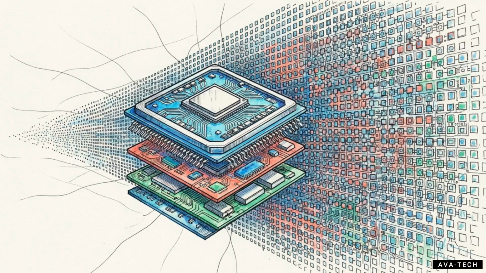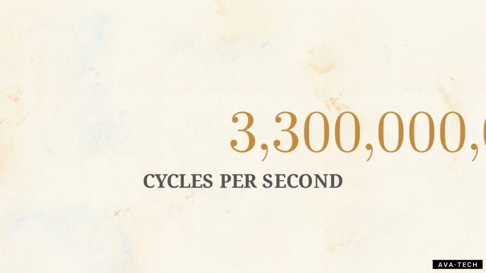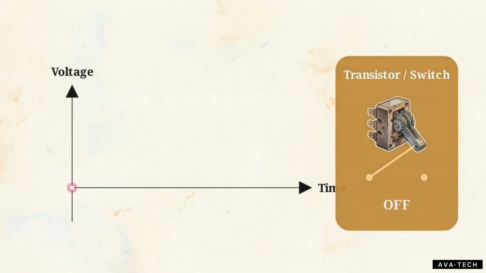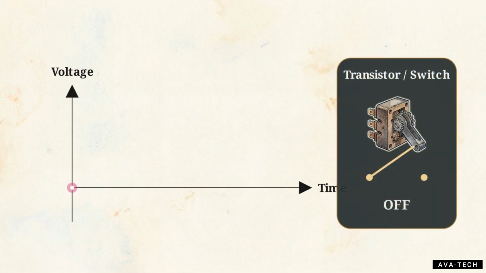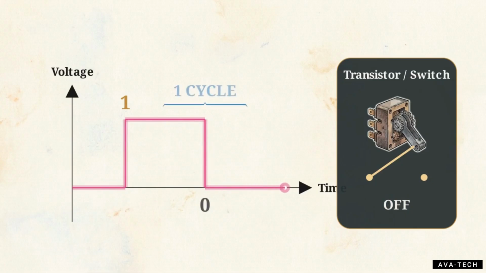When you see a processor advertised with a clock speed of 3.3 gigahertz, the giga means billion. That specific CPU executes 3.3 billion individual cycles every single second. This visualization shows what one of those cycles actually looks like. At a physical level, the CPU consists of microscopic transistors acting as switches. The line spikes to a high voltage peak, representing a binary 1, and drops back down to a low voltage baseline, representing a 0. That single high to low switch constitutes one cycle, executing one microscopic instruction.